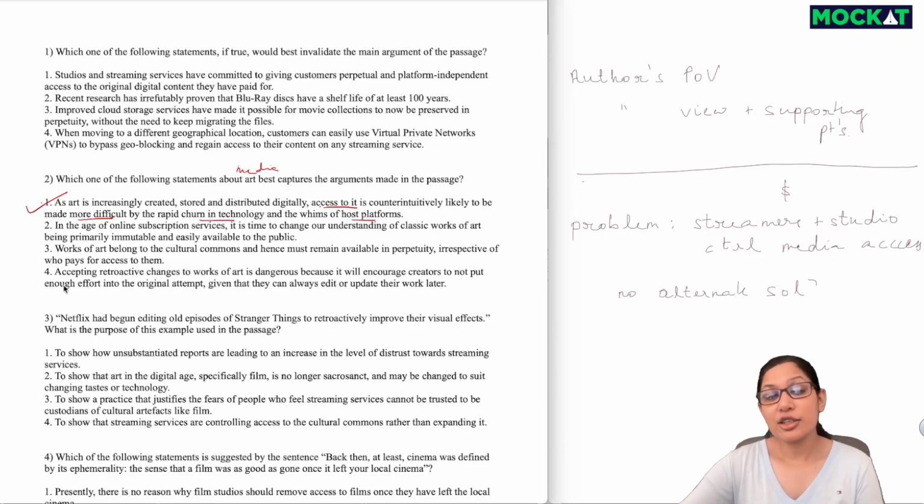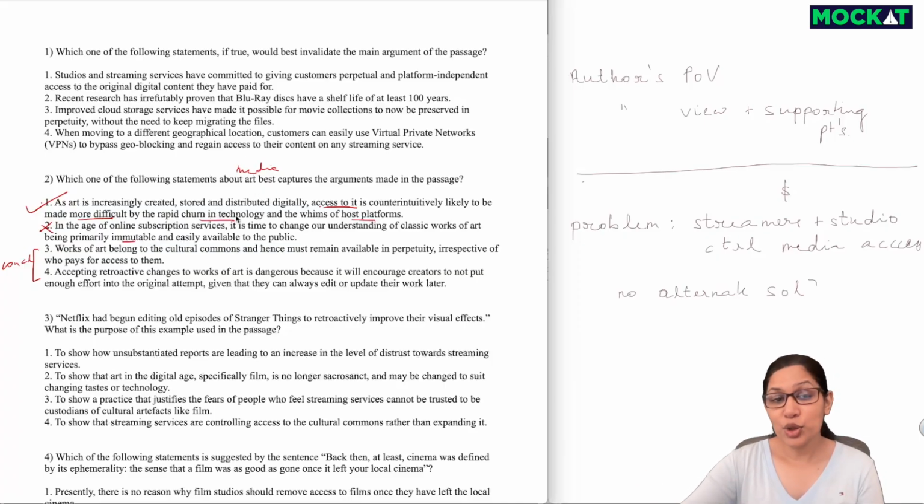Now, if you look at the other options, they are basically traps. This one, of course, is easy to eliminate because it's factually incorrect. It is not that earlier classic works of art were unchangeable and easily available to the public. In fact, we've been told that once a movie was gone in the past, it was gone. So this is easy to eliminate. These two also are basically conclusions based on what the author is saying. It must remain available in perpetuity. Making changes is dangerous. But the key message is something which is given out here.